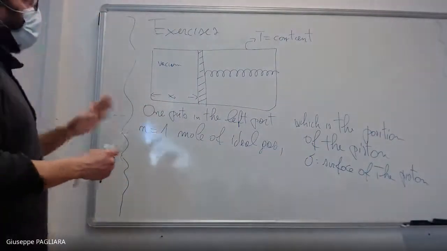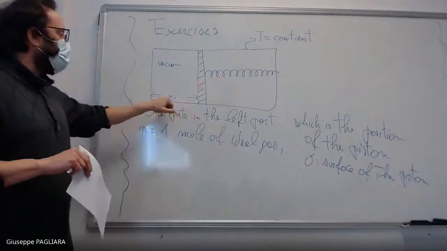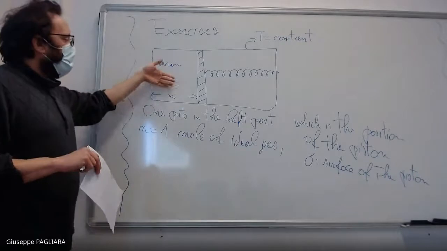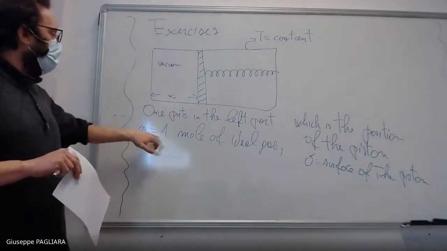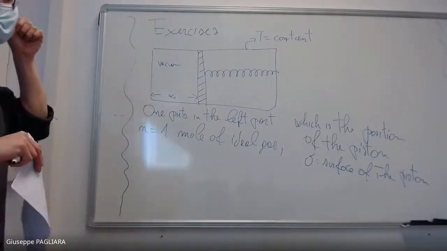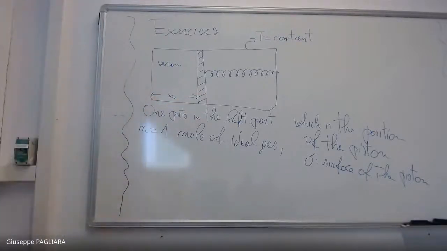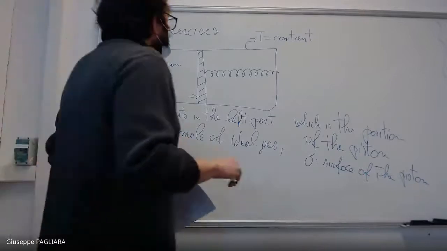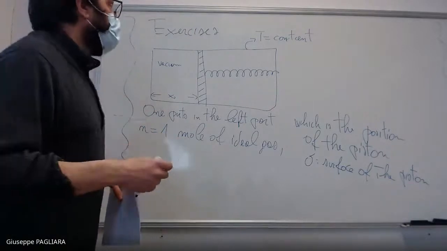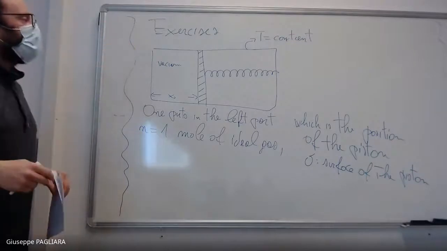So the situation is the following. At rest, without gas here, the spring is at a distance x0 with respect to this side of the wall. Now we put n equal 1 mole of ideal gas, everything is kept at T constant, and we ask ourselves which is the position of the piston. This is a classical problem of thermodynamics. Now the thing is that in this kind of problem, somehow thermodynamics is mixed with mechanics, but we can see how to do it.